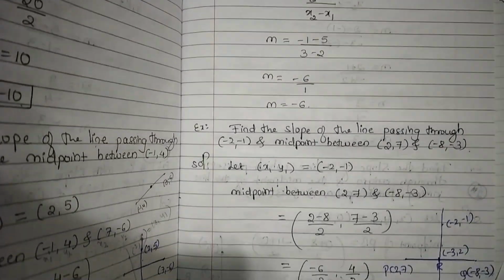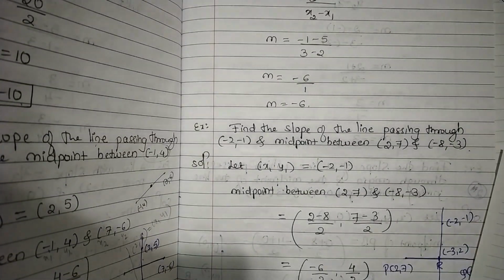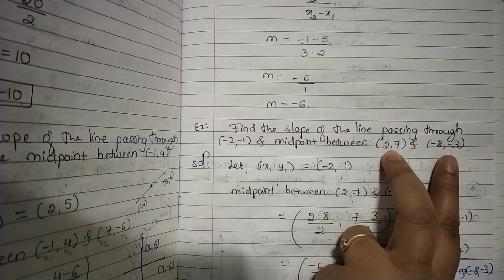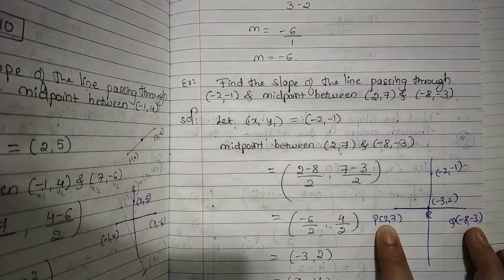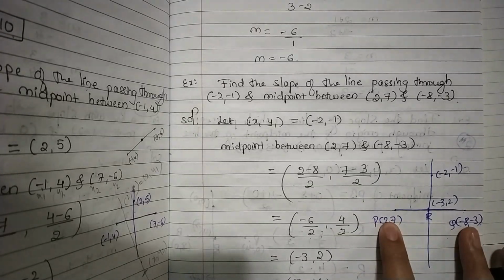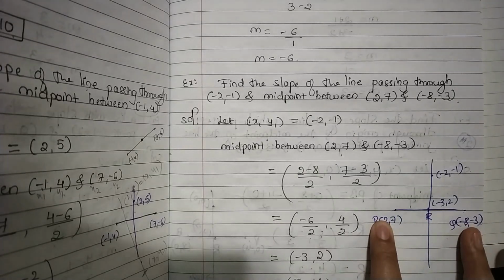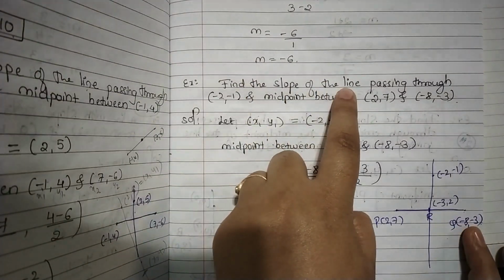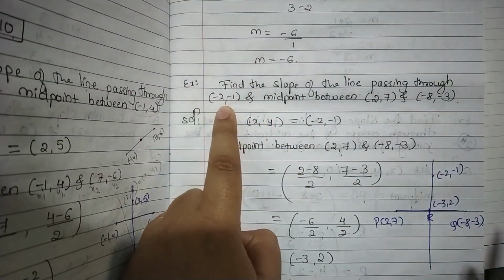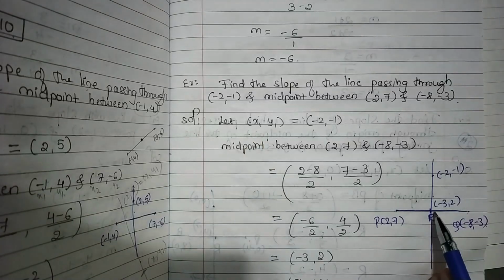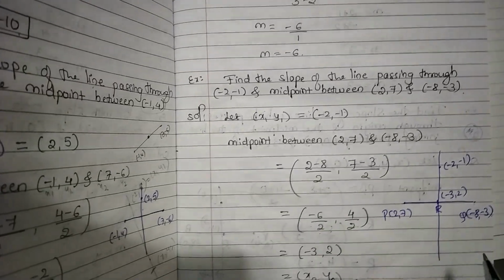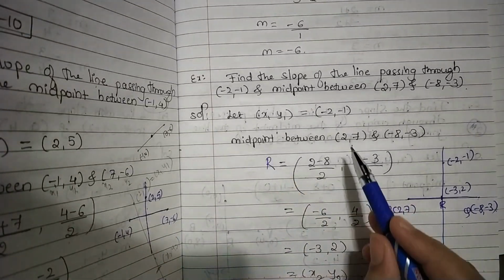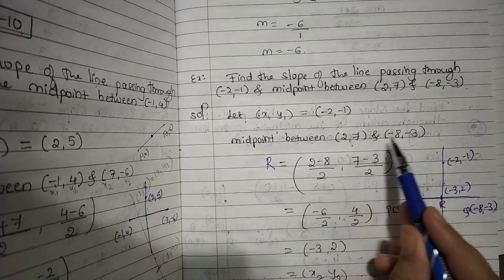Similar question: find the slope of a line passing through (minus 2, minus 1) and the midpoint between (2, 7) and (minus 8, minus 3). First, what do you do? You consider 2 points. Those 2 points are (2, 7) and (minus 8, minus 3). Take them as P and Q. Join them. Let R be the midpoint of PQ. So we need to find the slope of a line passing through (minus 2, minus 1) and the midpoint between these 2 points. So R is the midpoint of PQ. Therefore R is equal to x1 plus x2 by 2 and y1 plus y2 by 2.